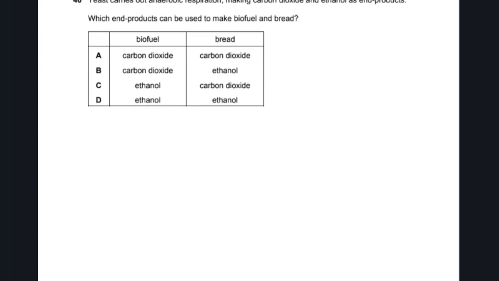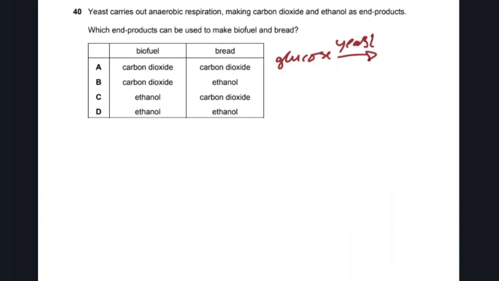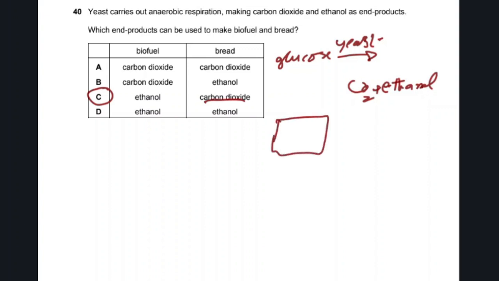The last question is: yeast carry out anaerobic respiration, making carbon dioxide and ethanol as end products. When the glucose is broken down by the yeast, carbon dioxide and ethanol are formed. Ethanol is used as a biofuel, and carbon dioxide is used for bread. Carbon dioxide bubbles escape from the bread and keep it fluffy and soft and give texture to the dough.